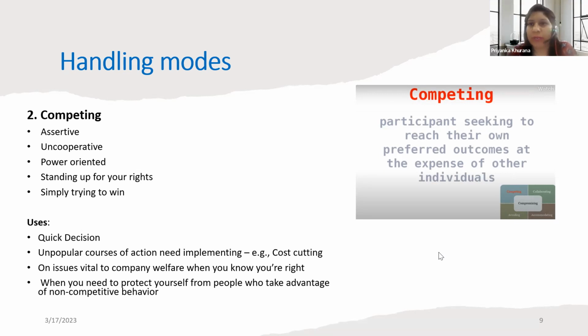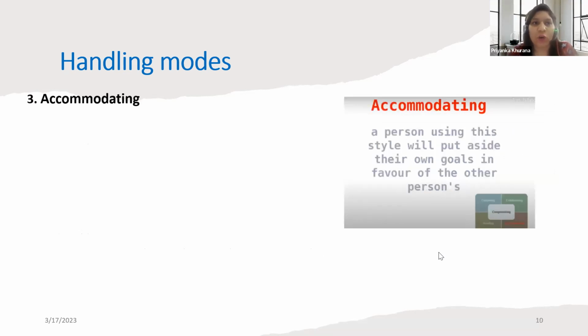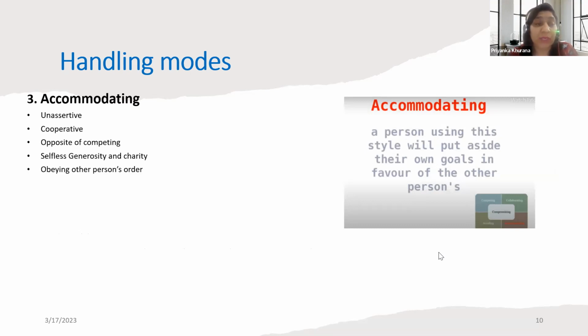Okay, I think we can move ahead now. Let's talk about the third mode, which is accommodating. As we have already discussed, it's a style in which a person puts aside their own goals in favor of the other person. It's an unassertive behavior, since they're not thinking about themselves first, but it's a cooperative approach. They are thinking of the other people's concerns first. It's the opposite of competing entirely. In competing, we were thinking about ourselves first. It's selfless generosity and charity. It's obeying the other person's order.